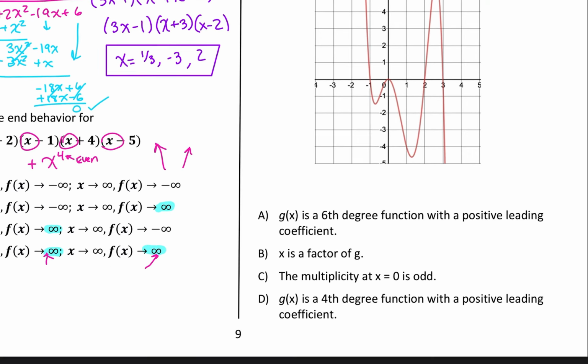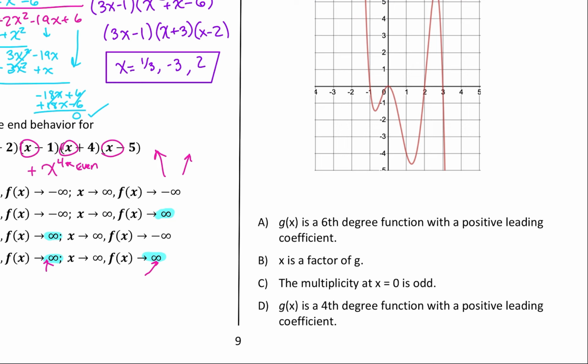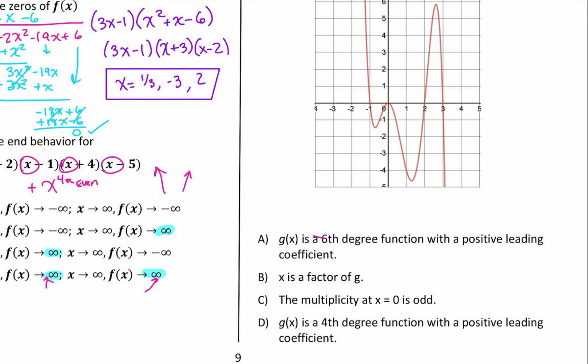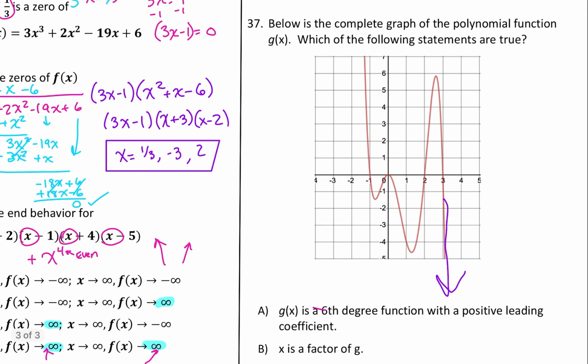And for 37, it says, below is a graph, figure out which of the following statements is true. And they gave us a few statements. First, it says, g of x is a 6th degree function with a positive leading coefficient. First off, it is not positive. Look, it's going down on the right. That is not positive, let alone the fact that it said 6, which is even, and it's going up on the left. This is not that.